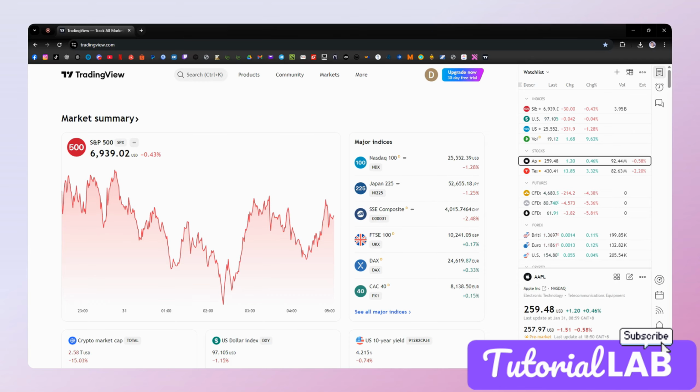For example, if we buy a stock at 100 and set a stop loss at 90, the trade closes automatically if the price drops to 90. This stops us from losing more if the stock falls to 80 or lower.